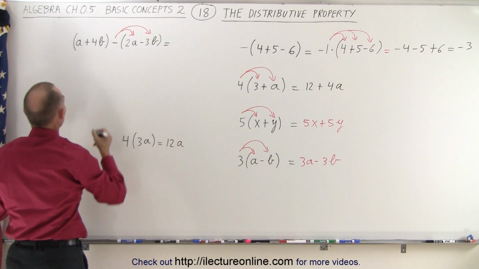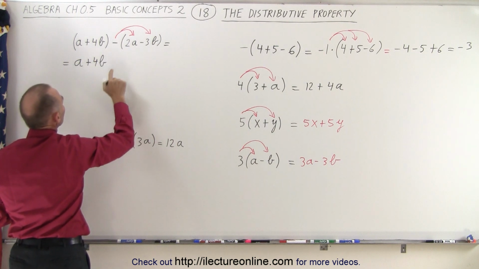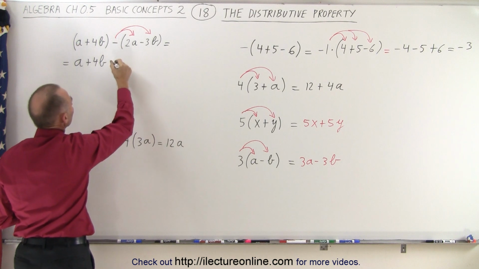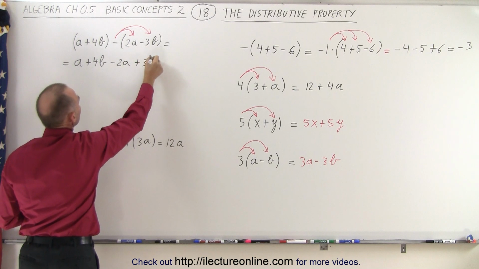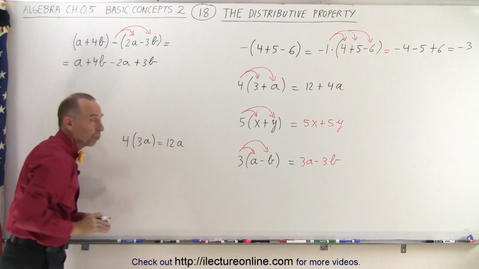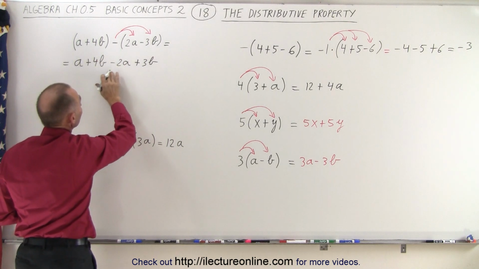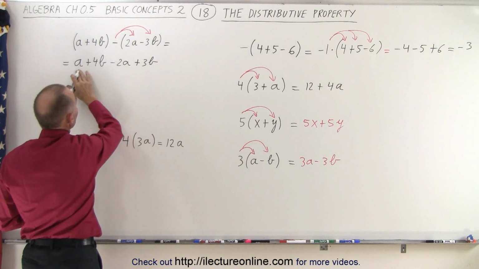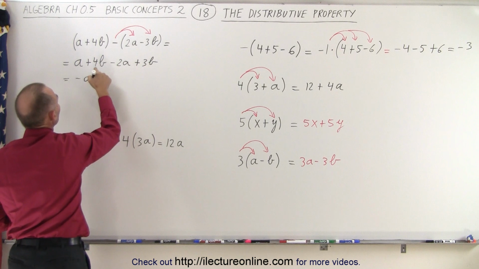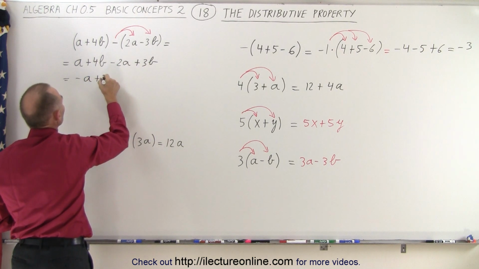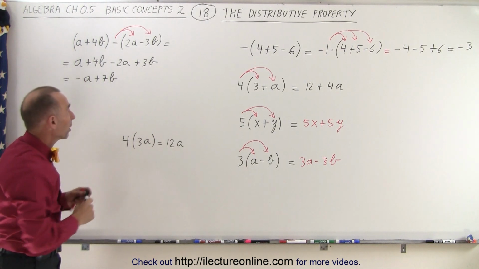So this cannot be written as a plus 4b. We don't need the parentheses. And then the negative times the positive 2a becomes a negative 2a. And the negative times the negative 3b becomes a positive 3b. And so this is a good thing to do first. We use the distributive property to get rid of the parentheses and to get rid of the negative sign. And then we can associate the like terms. We'll learn how to do that later. A minus 2a is a minus a, and 4b plus 3b is a plus 7b. So here we're adding and subtracting like terms, and we'll show you more how to do that later.